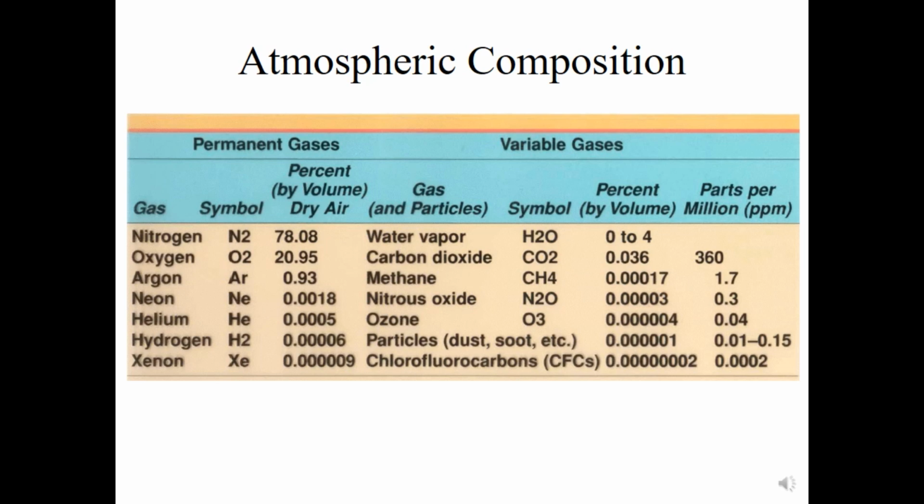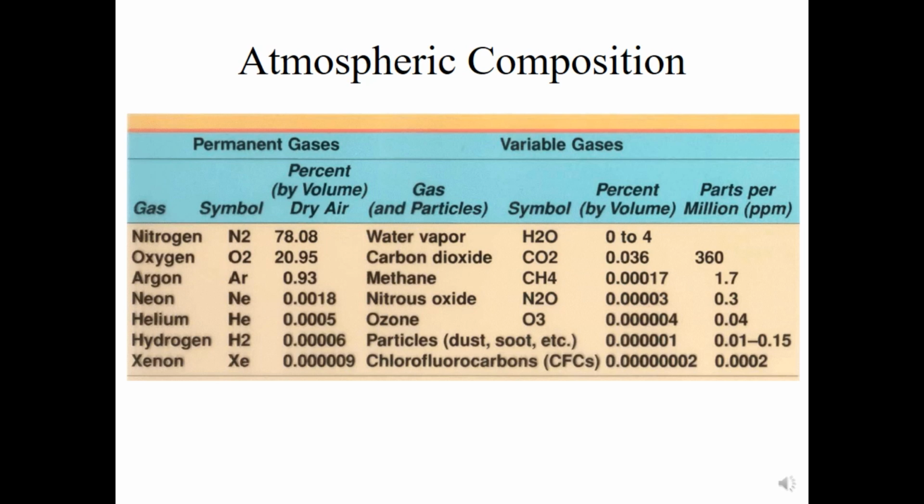And we can contrast that with the variable gases. The variable gases are those that have variations in the concentration as a function of both location and time. So these are gases that do not have long atmospheric lifetimes and therefore cannot be well mixed. They have sources, they have sinks, and near the sources the concentrations are high, and after the sinks have done their thing, the concentrations are low.